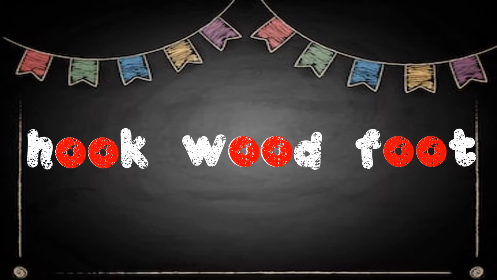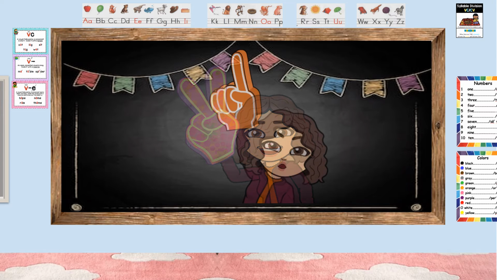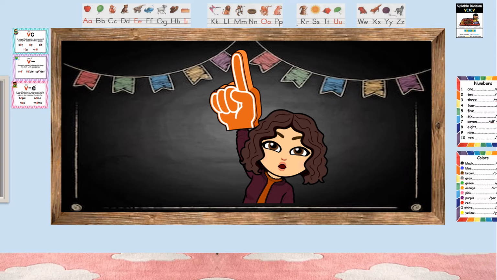sound. How many sounds do we hear? We just hear one sound, but how many letters are making that sound? There are 2 letters, so O must be a digraph. A digraph is 2 letters that come together to make one sound.